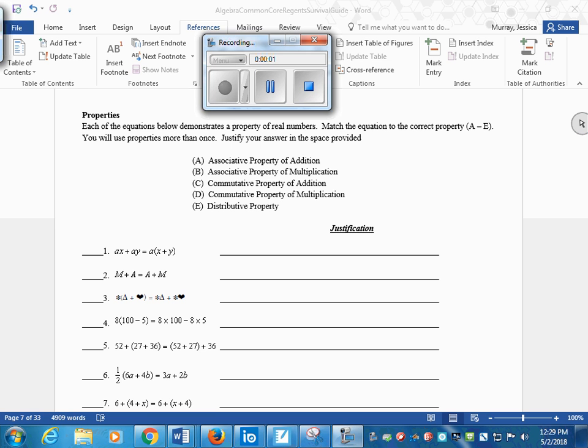On the next page, we're going to talk about properties of real numbers. The ones that you guys should recognize is distributive. Okay, so distributive looks like so. How would I apply the distributive property?